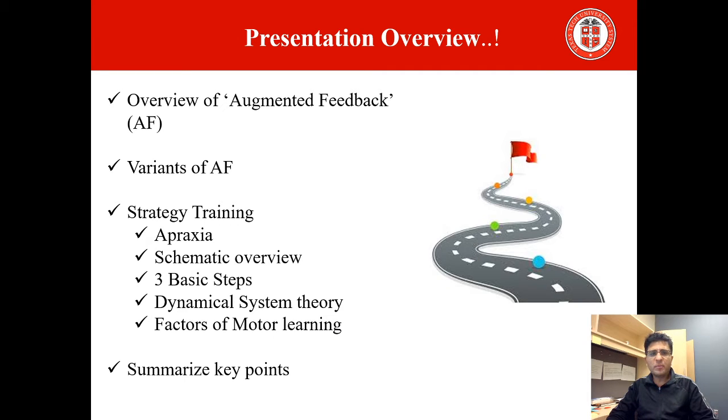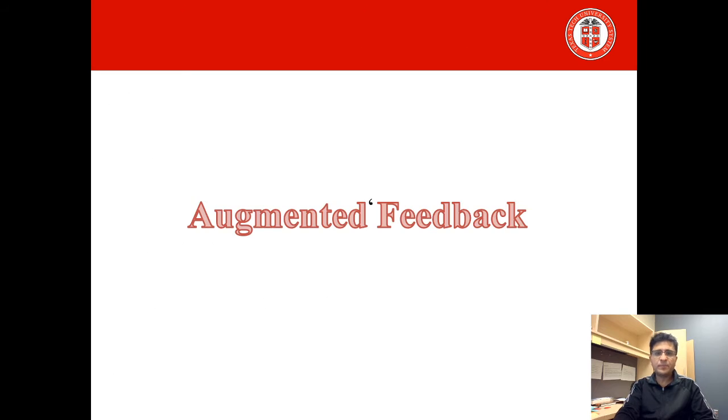So I'll talk about augmented feedback very briefly at the beginning, discuss some of its variants, and then concentrate on strategy training, first discussing what apraxia is. We'll just go over the schematic diagram of my training program, then we'll look into some of the basic steps, and at the end we will try to talk about strategy training in terms of this DS theory and some of the factors which affect motor learning before summarizing the points at the end.